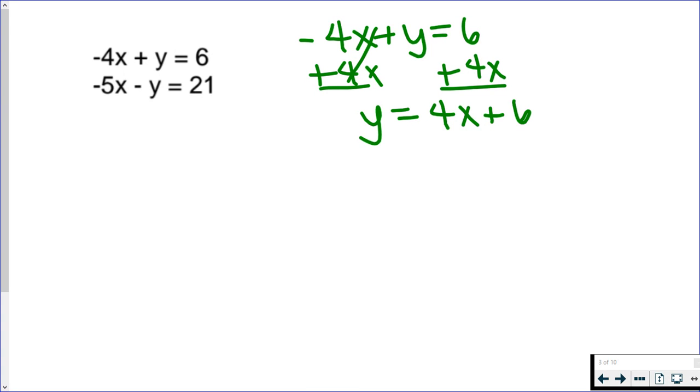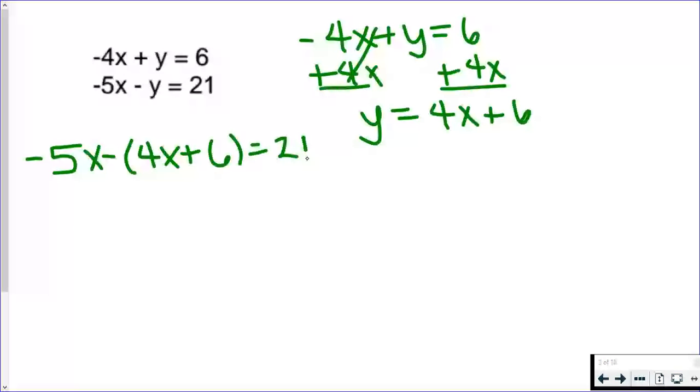So now that I have y equals 4x plus 6, I can take this and plug it into the second equation. Make sure you're always plugging it into the other equation. If you plug it into itself, you're not going to get anywhere. So I have replaced y with 4x plus 6.